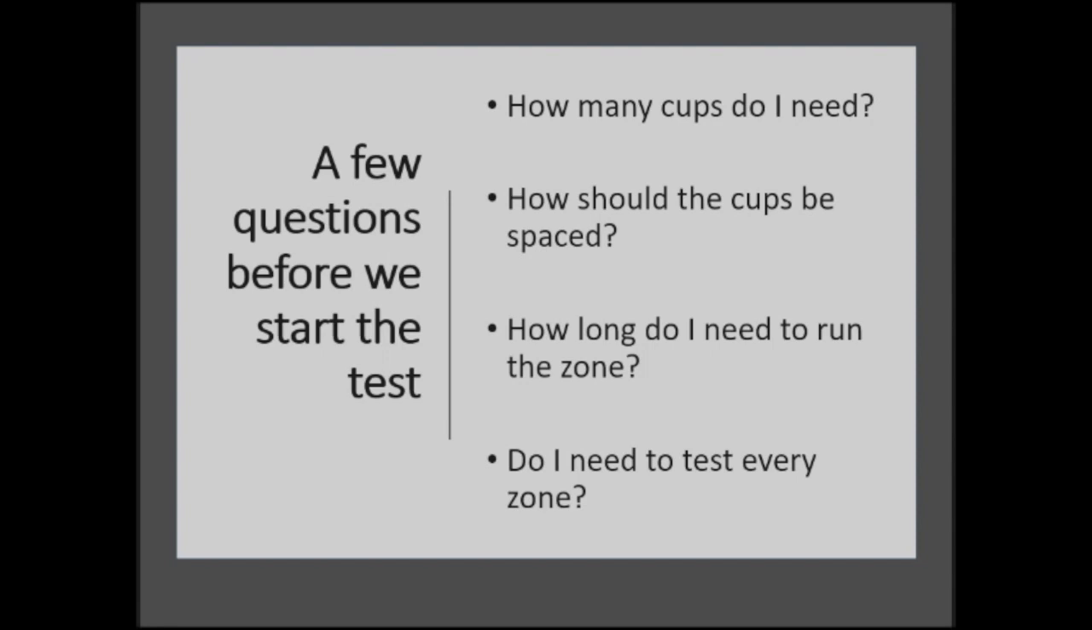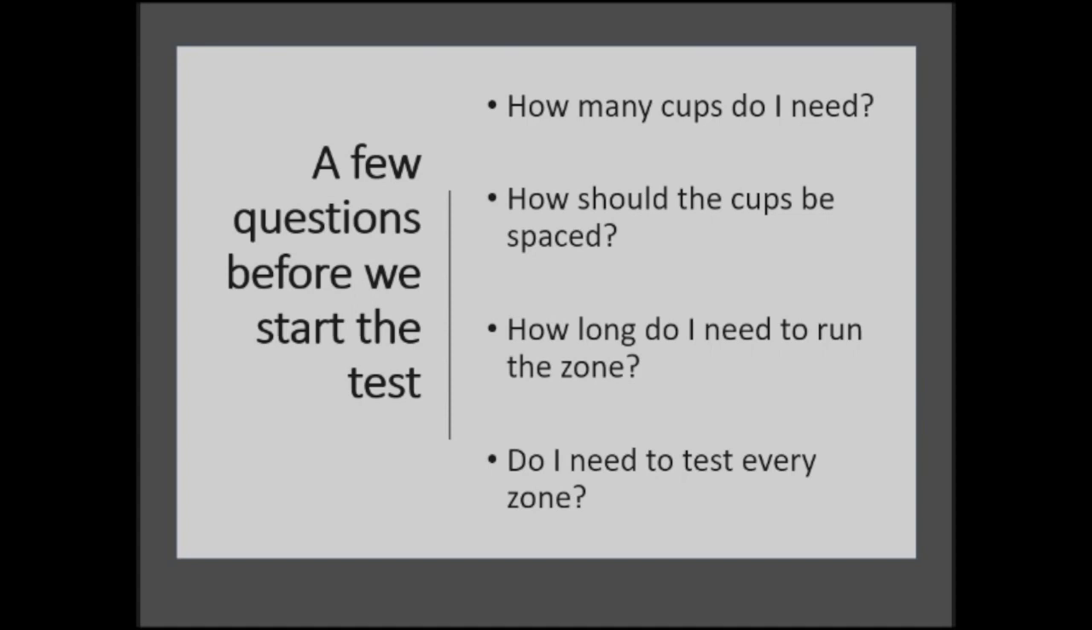Here are some of the questions that we need to ask ourselves as we set up our catch can test. First and foremost, how many do I need? That's going to be dependent on the area, but we have a good starter number that we can use. How should the cups be spaced? How long do I need to run my zone for a typical cycle or for the test? And then how many zones do I need to test? Do I need to test all of them, or can I just test one and move on?